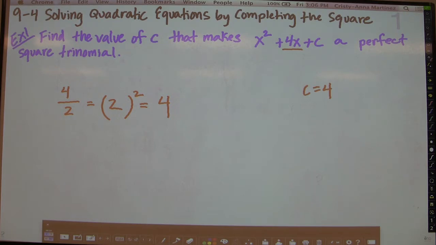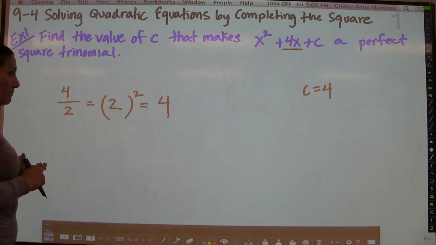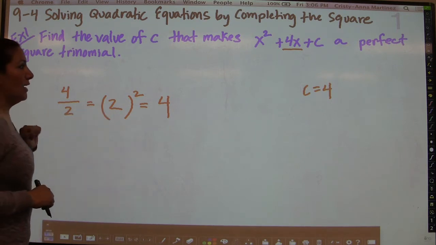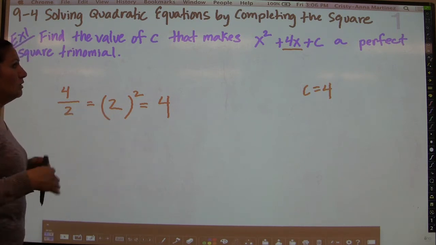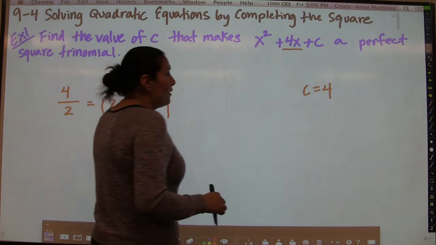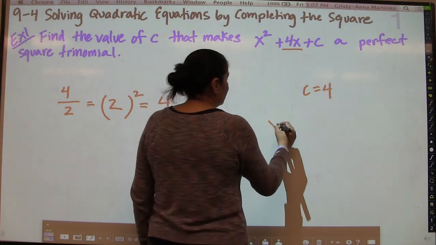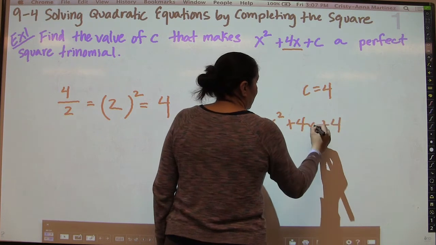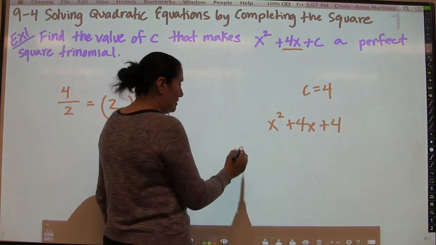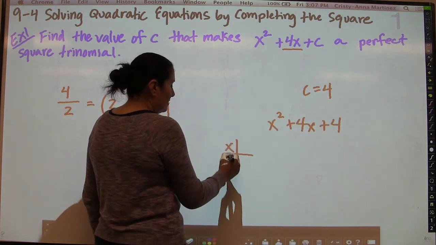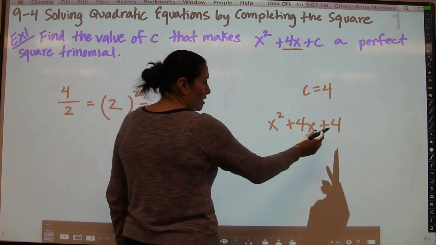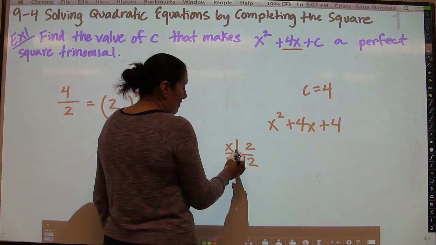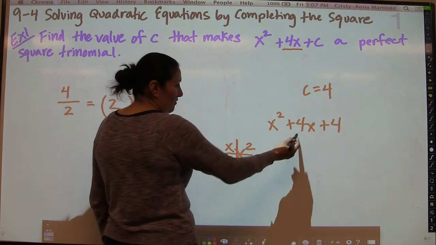But for now, remember that you take the middle term, divide it by 2, and then square your result. So now what this means is that we can write this as x squared plus 4x plus 4. And if you were going to factor this, you would have x, and then to get 4, you would have 2 times 2 is 4, and then 2x plus 2x would give you the 4x.